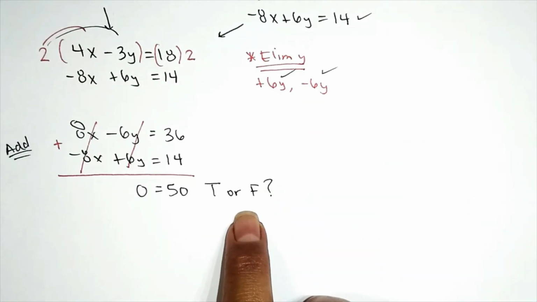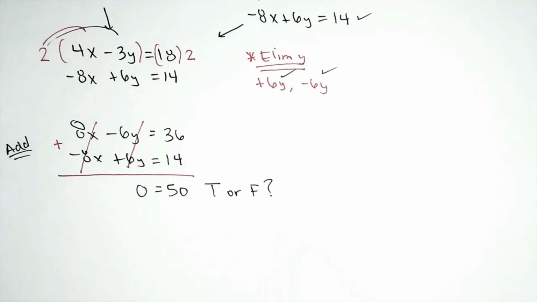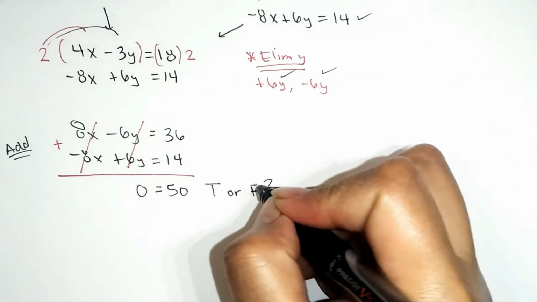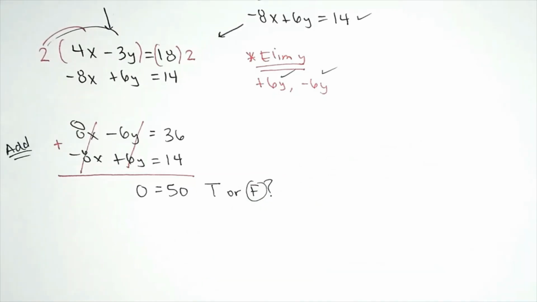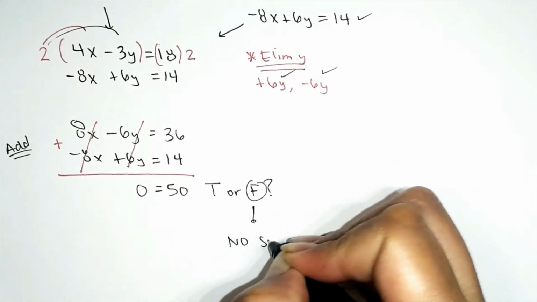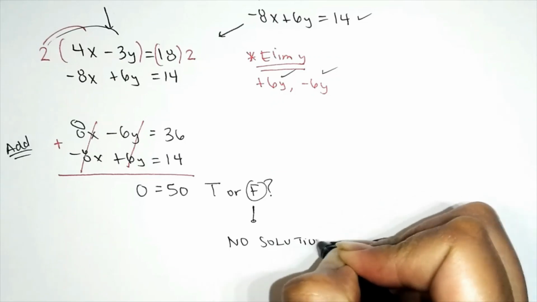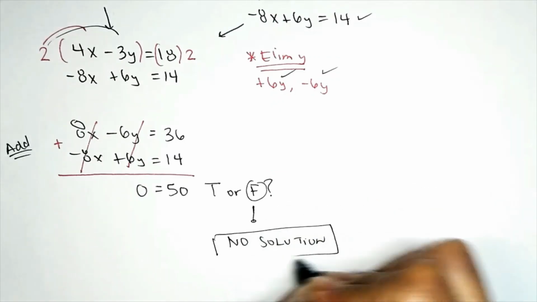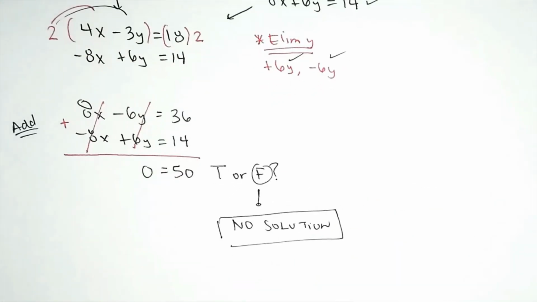I just need to see the answer. I'm like, okay, do I have a true or false statement? I'm like, does 0 equal 50? No, 0 does not equal 50. Okay, so if the variables cancel out and we ended up with the false statement, then this means that the system has no solution. Okay, so if there's no solution, that means there's no solution. So there's no way we could have found an x equals something and a y equals something.